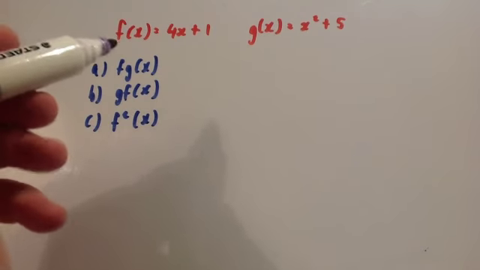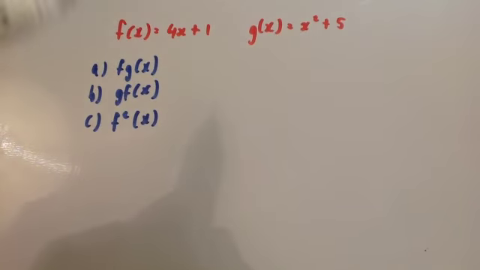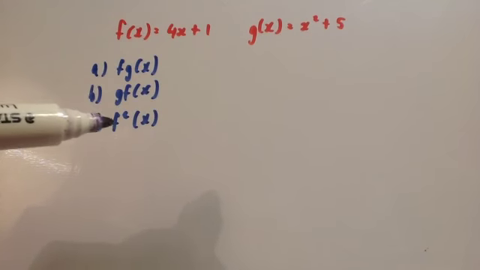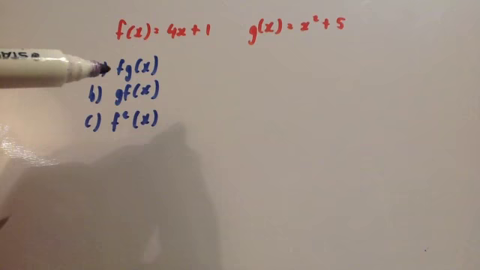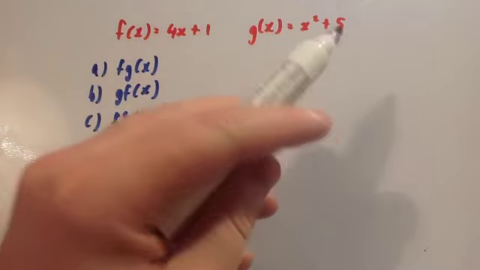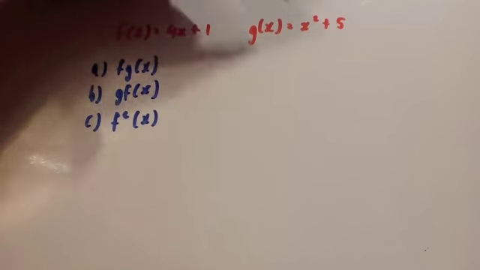Okay, so f of x equals 4x plus 1, g of x equals x squared plus 5. We've been asked to find fg of x, gf of x, and f squared of x. So, fg of x, so we're going to put g of x into f of x.